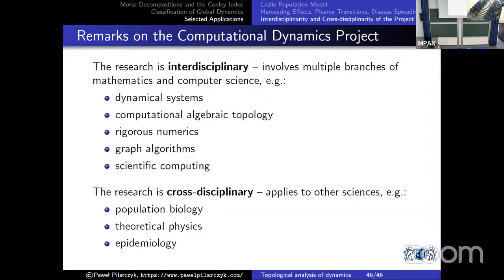As you saw, it involves dynamical systems, computational algebraic topology, some algorithms, rigorous numerics, graph algorithms, and scientific computing, because I didn't say how costly these computations were, but they took several hours on the computer cluster. Computing so many Conley indices is not something that can be done on an ordinary computer. This is in fact also a cross-disciplinary research. You get some potential applications in population biology, theoretical physics, epidemiology, and wherever you use dynamical systems for modeling. That's all I wanted to say. Thank you for your attention.